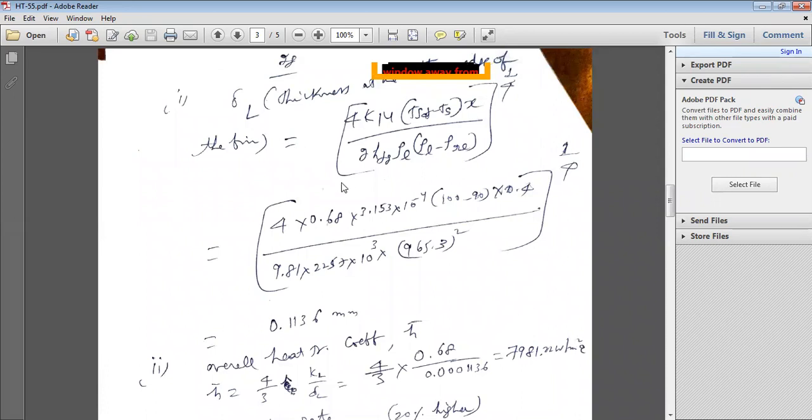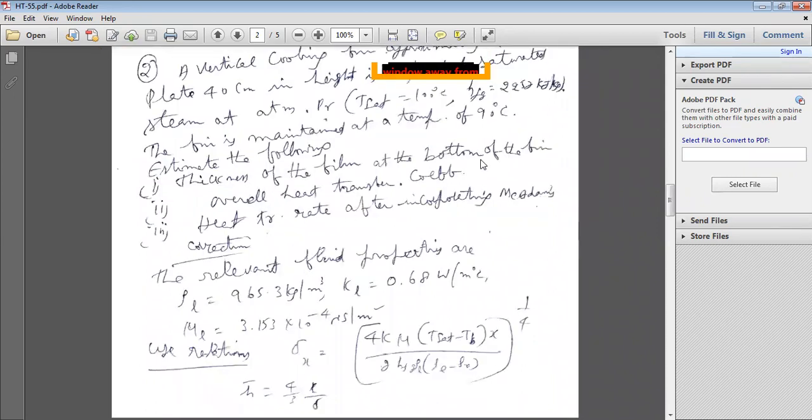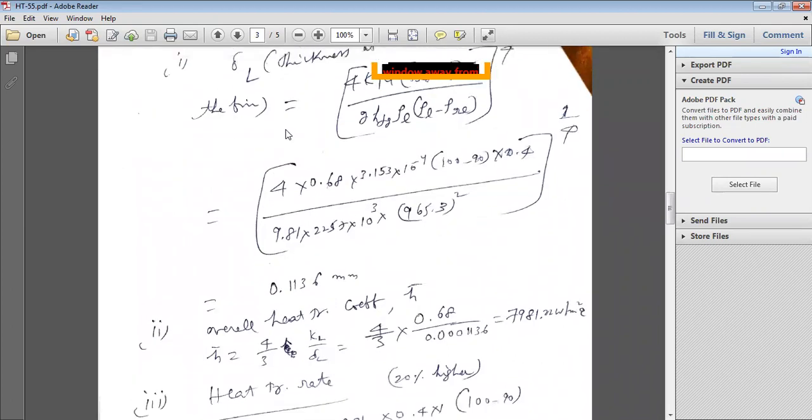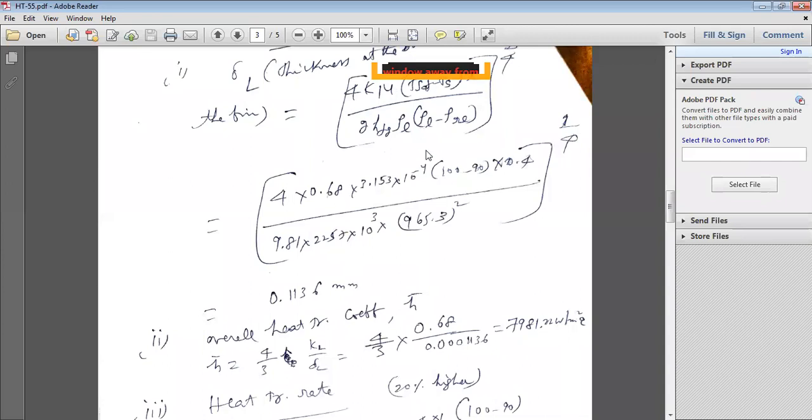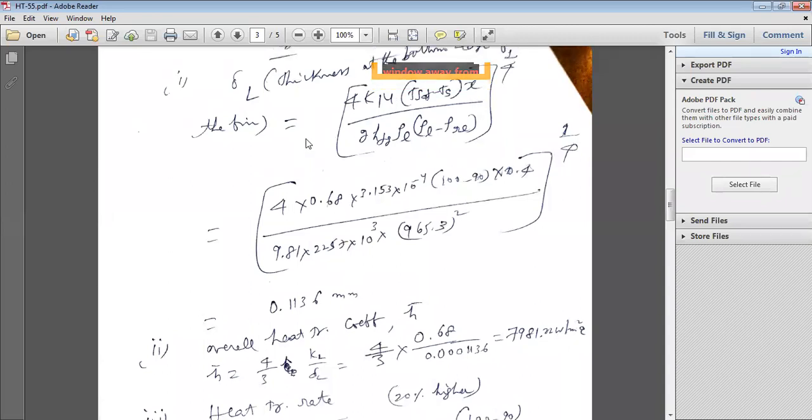So here, first bit, what you have to calculate? The thickness of the film at the bottom of the fin, that is delta at x is equal to L. That's why delta L. How do you calculate boundary thickness delta L? Delta L is equal to [4 k mu (T saturation minus Ts) x divided by g hfg (rho L minus rho V)] whole to the power 1 by 4.